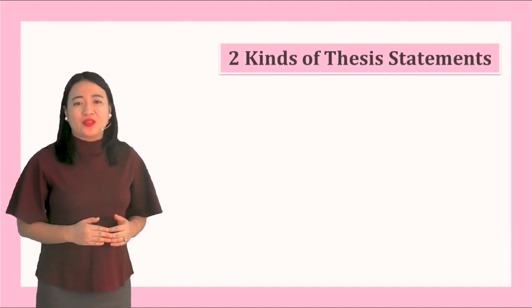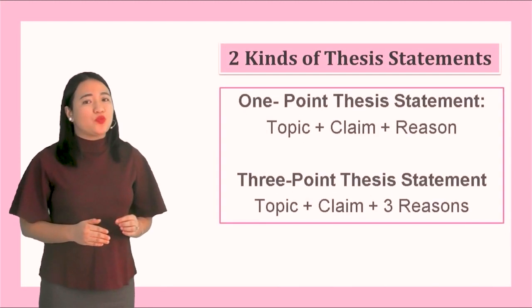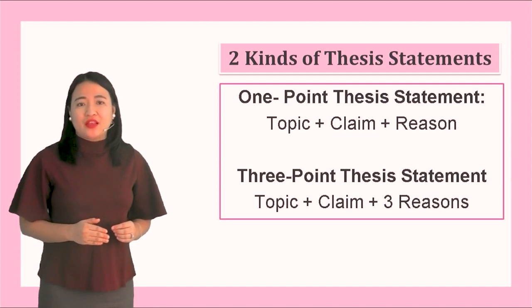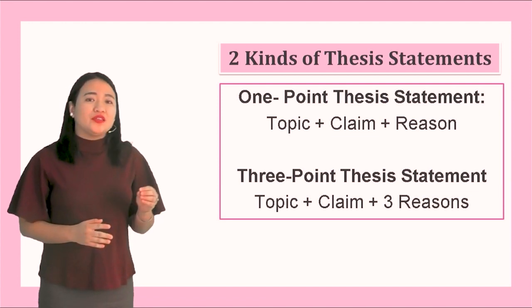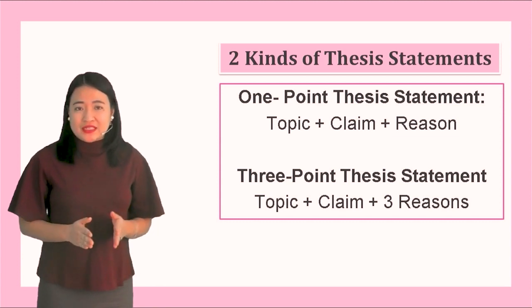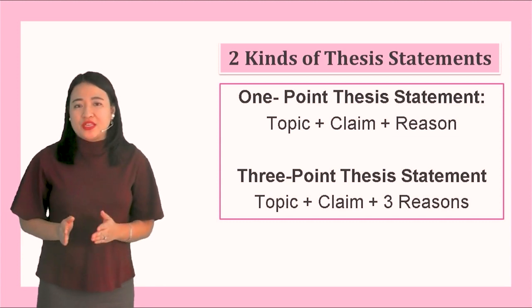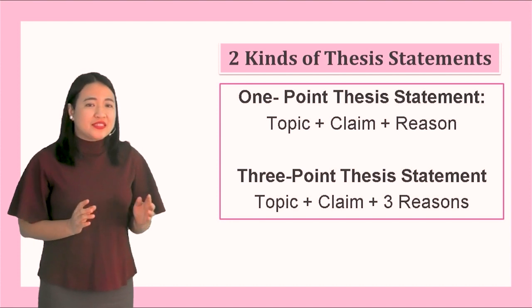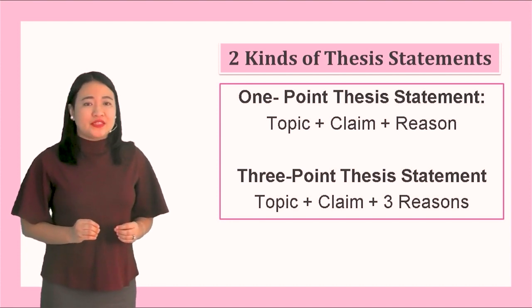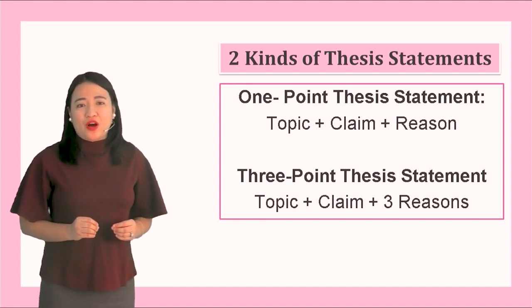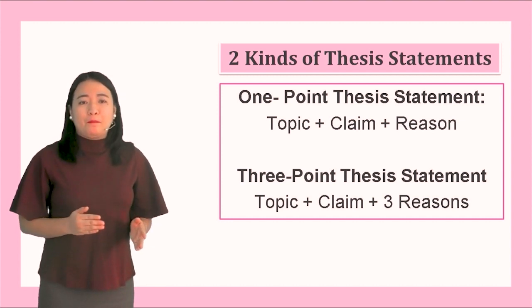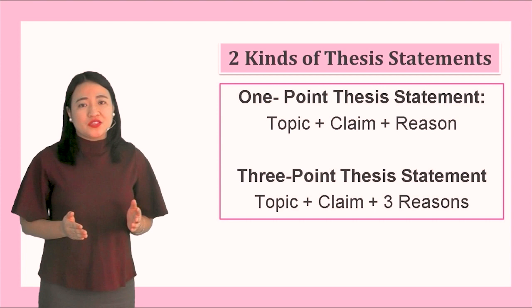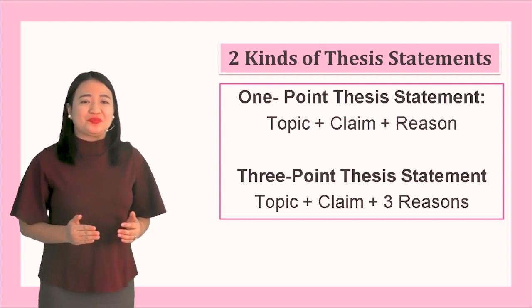There are two types of thesis statement. The first is the one-point thesis statement, which follows this formula: topic plus stand plus reason. The second type is the three-point thesis statement, which follows this format: topic plus stand plus three reasons.